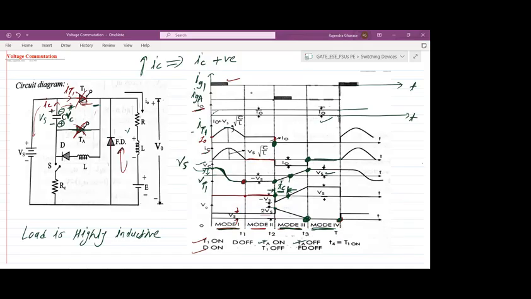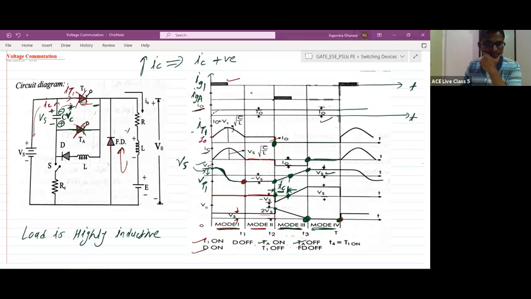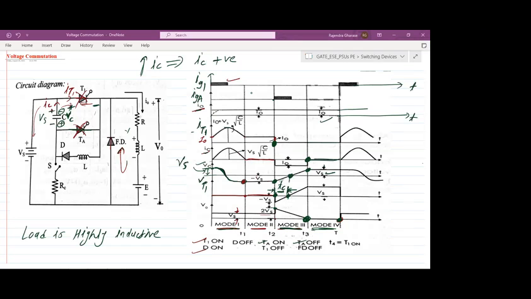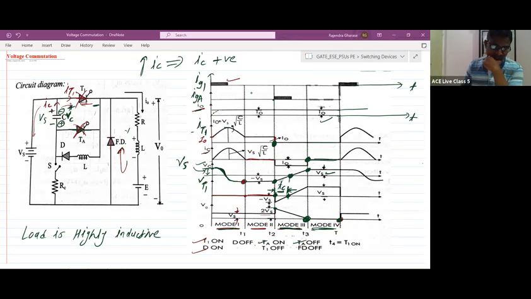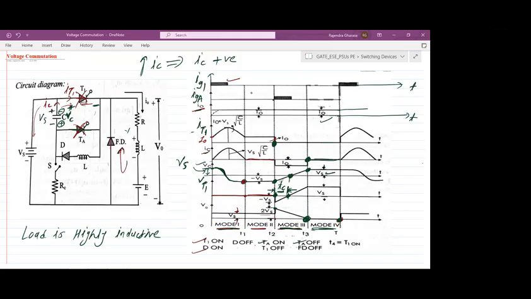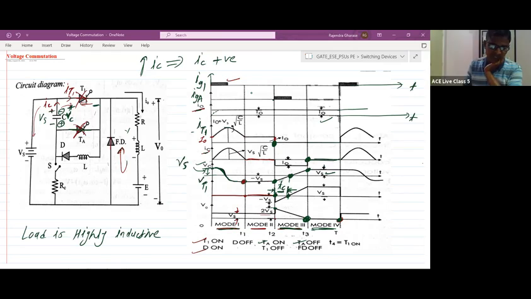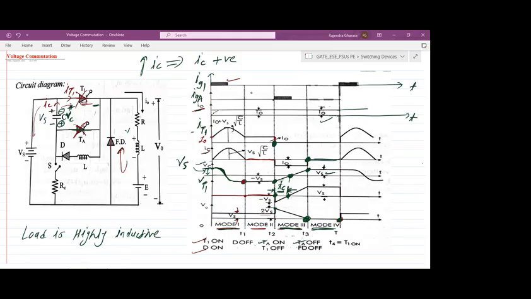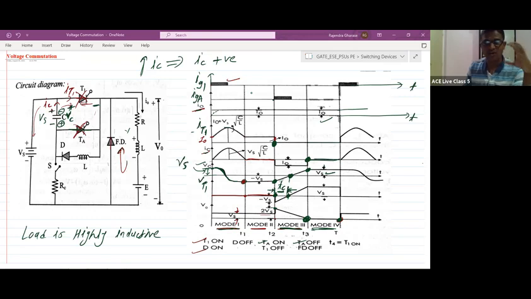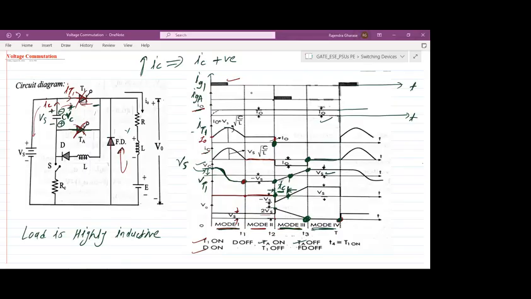But why is it called voltage commutation? Can you explain once, sir? You can check that during mode 2, thyristor T1 is in the on state. The auxiliary thyristor was not on. As soon as I apply the gate signal to the auxiliary thyristor, the capacitor voltage will appear as a reverse voltage for thyristor T1. So thyristor T1 is turning off due to the reverse voltage. That's why it is a voltage commutation.